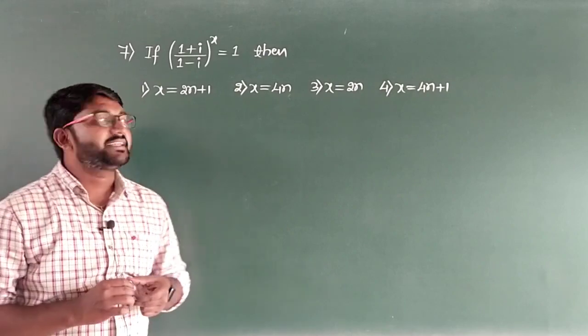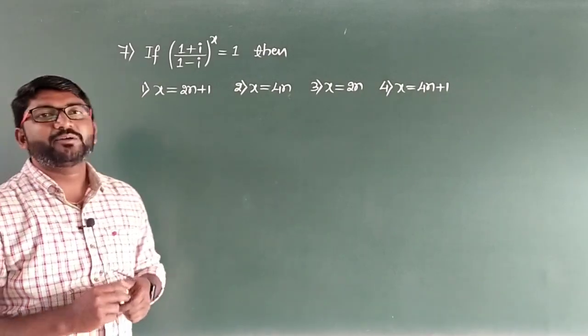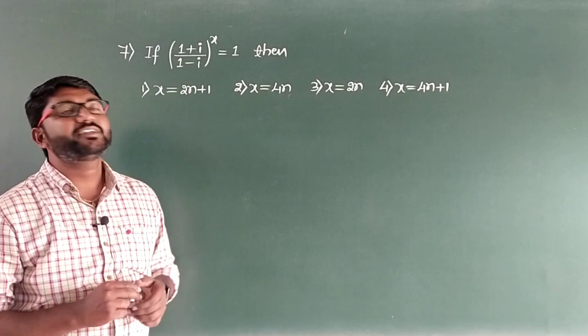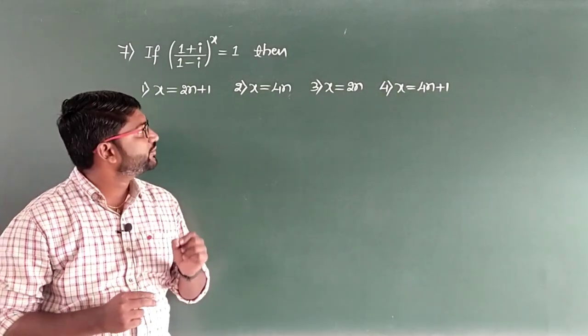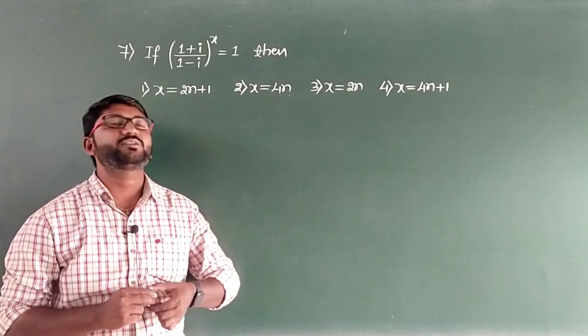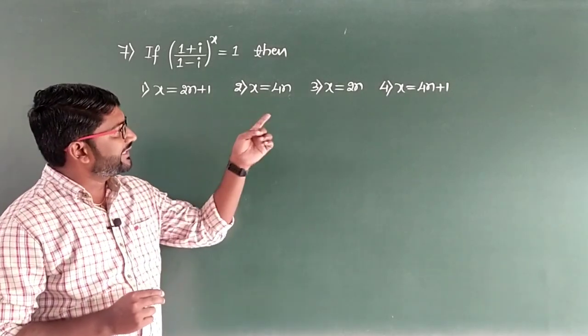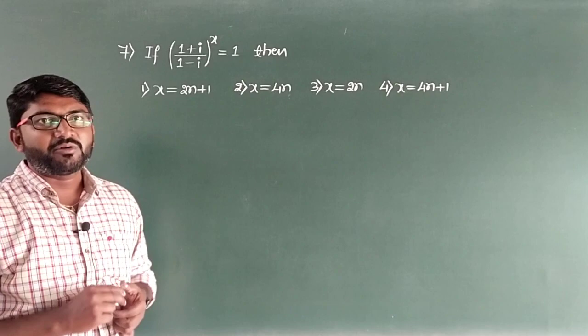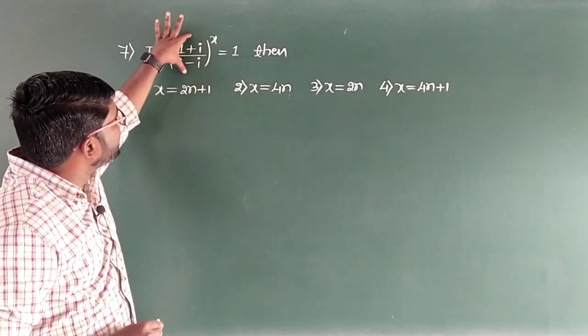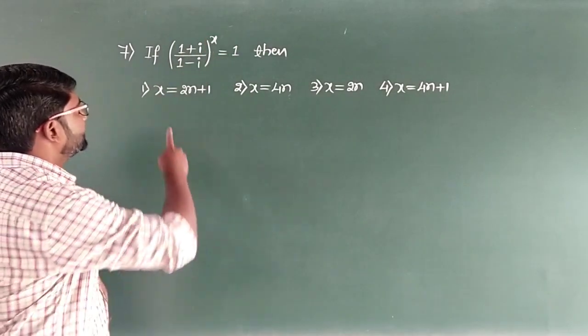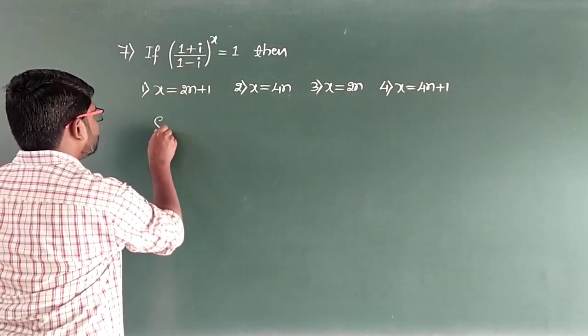Question number 7: if (1 plus i by 1 minus i) whole to the power x is equal to 1, then the 4 options are x equal to 2n plus 1, x equal to 4n, x equal to 2n, and x equal to 4n plus 1, where n is any integer. So here what we have to find is, for what value of x the left hand side is equal to 1. So let us simplify this complex number now.